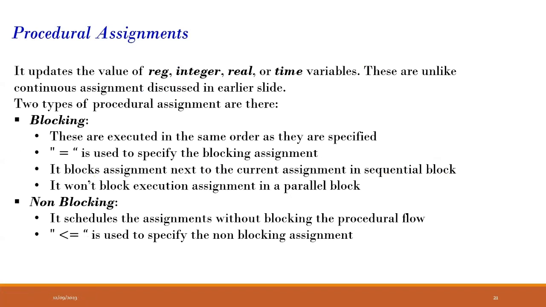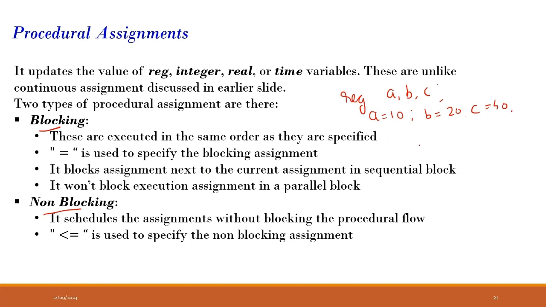Then another thing is assigning a variable. To assign a value to a register, we use procedural assignment. In procedural assignment, there are two types: it can either be blocking or non-blocking. Suppose we have defined registers A, B, C, etc. We give A the value 10, B the value 20, C the value 40, etc.